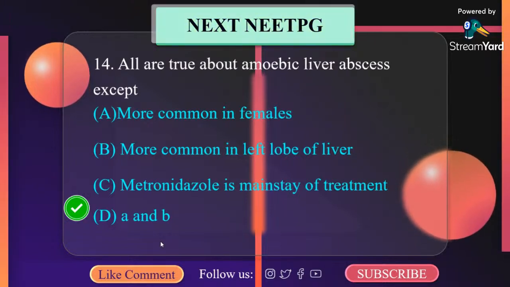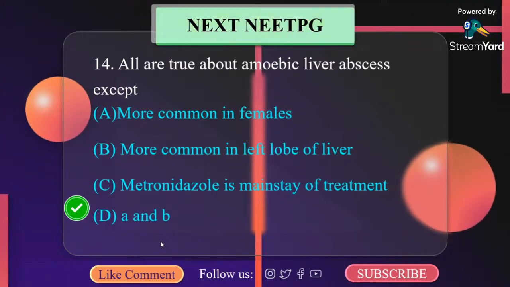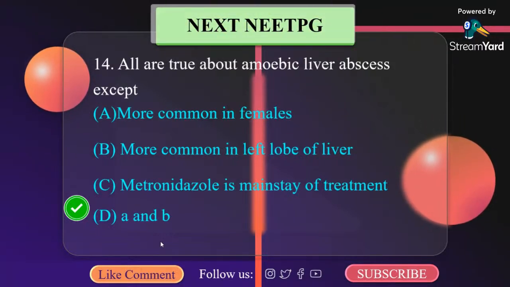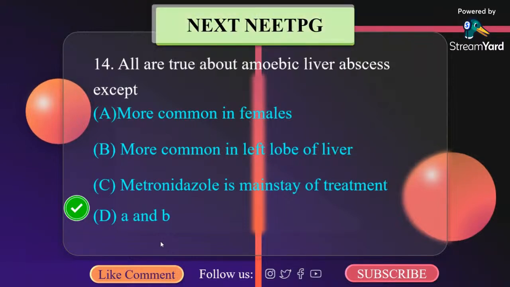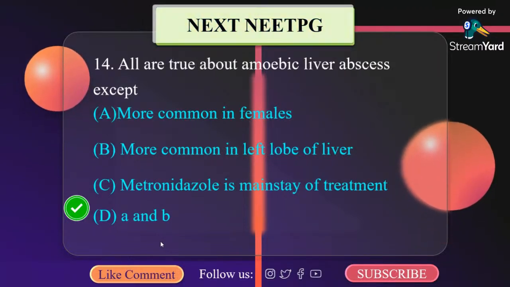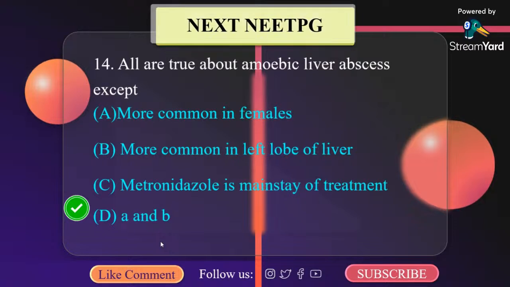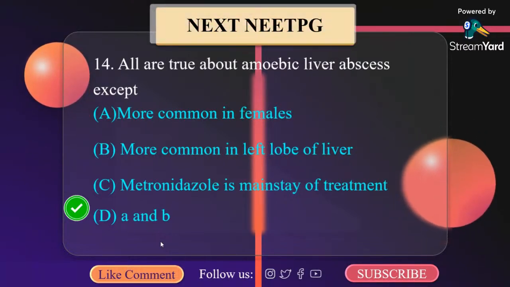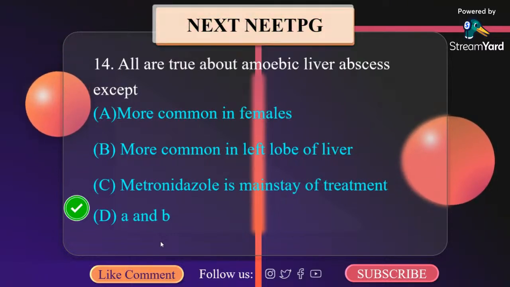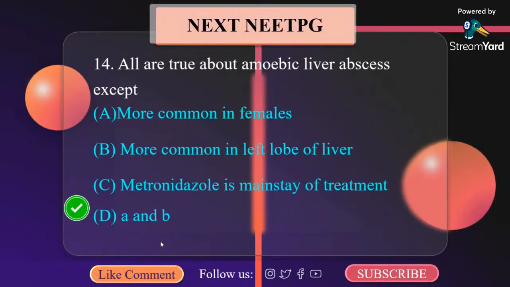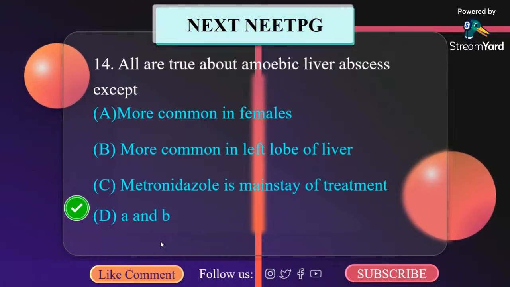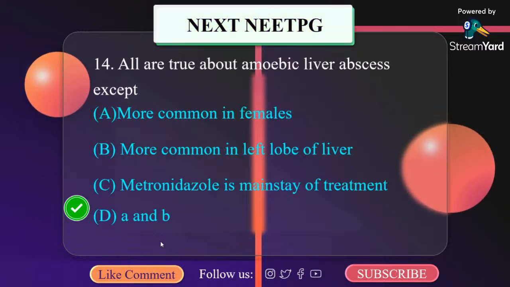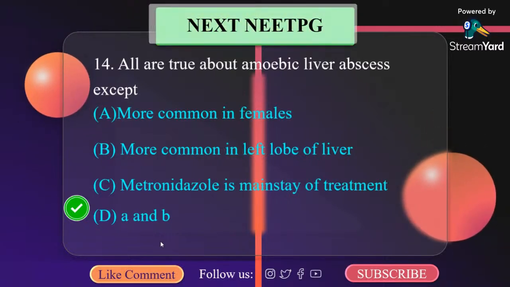Now we will see about amoebic liver abscess. Very important. Male preponderance of greater than 10:1 has been reported in all the cases. The right lobe of liver is more commonly affected than the left lobe. That's why options A and B are not correct, because it is more common in males, and more common in right lobe of liver. So the correct answer here is D, A and B.